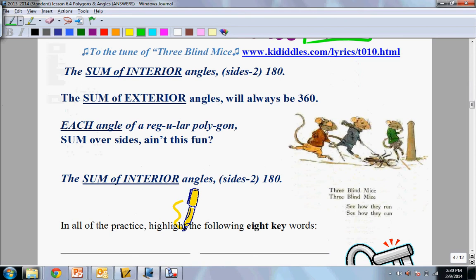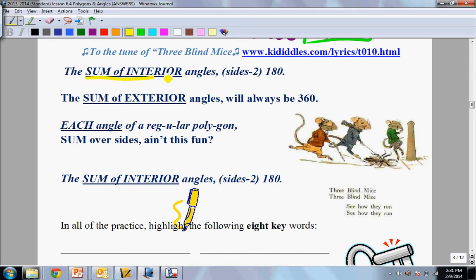Do you remember the nursery rhyme Three Blind Mice? Three blind mice, see how they run, etc. Remember that? You've got the tune in your head? Okay, so I'd like you to sing this with me.